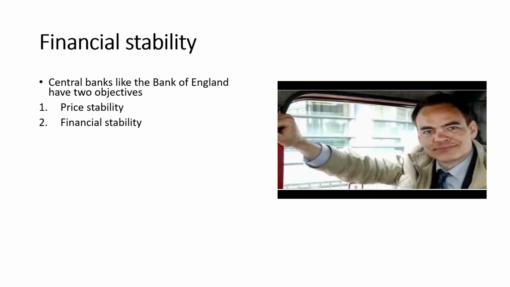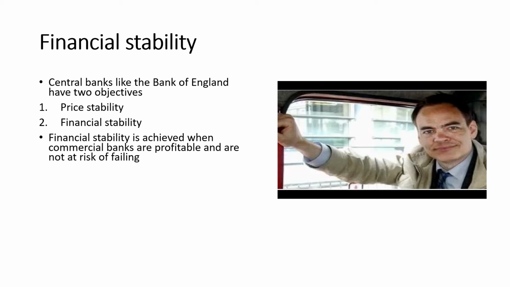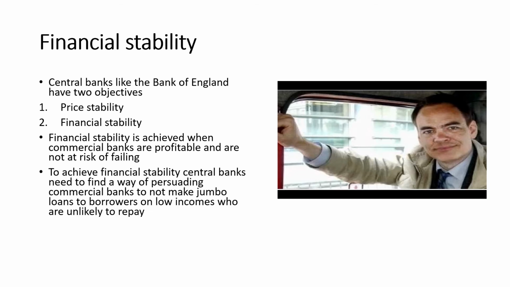Central banks also have a second objective, which is called financial stability. And financial stability is achieved when commercial banks are profitable and are not at risk of failing, going bust essentially. So financial stability is also achieved when the general public are confident that the commercial bank with whom they have their savings is not at risk of going bust and they're not going to lose all of their money.